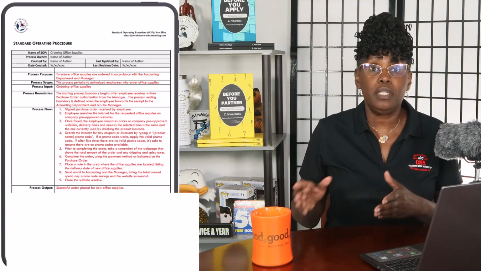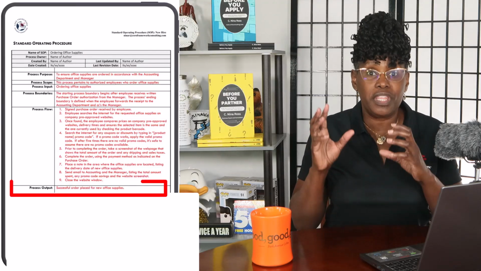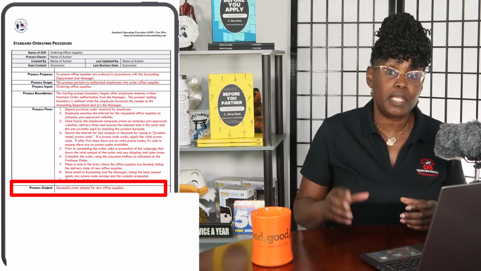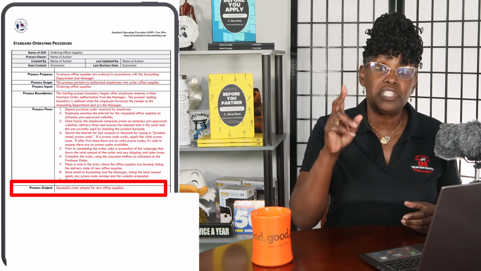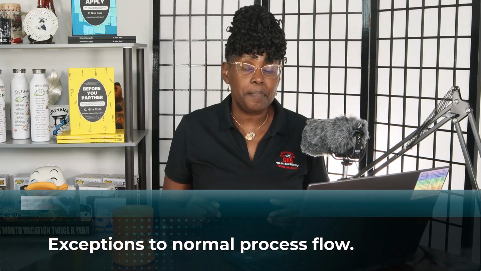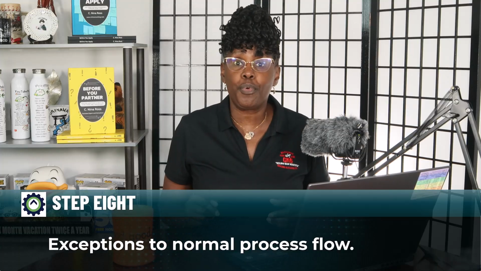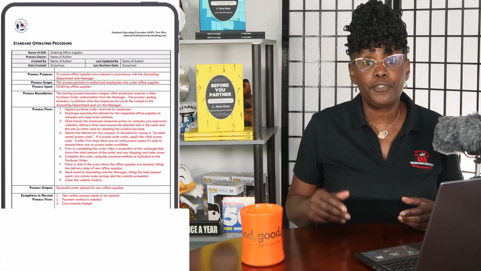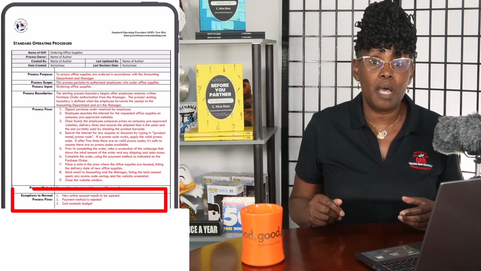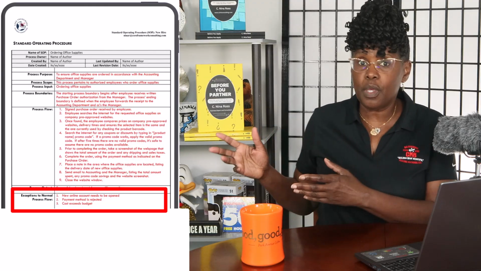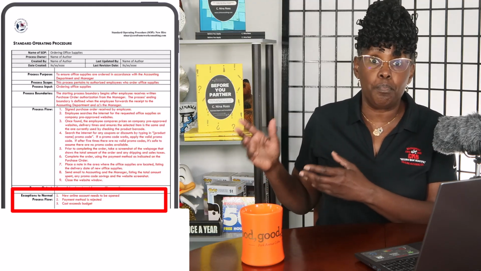Step 7, process output. What should the outcome look like when the SOP is completed correctly? Define what done means. Step 8, exceptions to normal process flow. Include brief troubleshooting guidelines for common issues. What should someone do if something goes wrong mid-process? These exceptions should also be reflected in your process flow diagram.